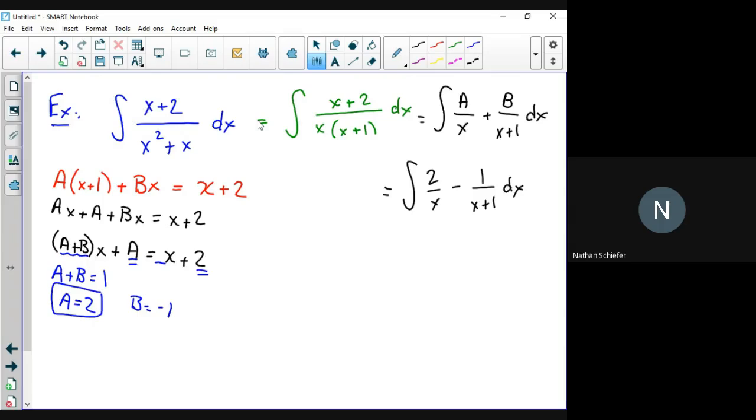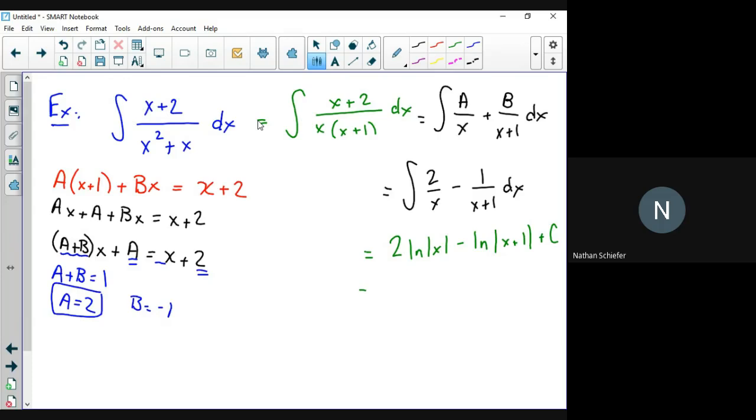And again, the idea is to get an integral that we can actually do. And this is one that we can actually do. So antiderivative of 2 over x is 2 ln absolute value of x. Antiderivative of 1 over x plus 1 is minus ln absolute value of x plus 1 plus a constant.